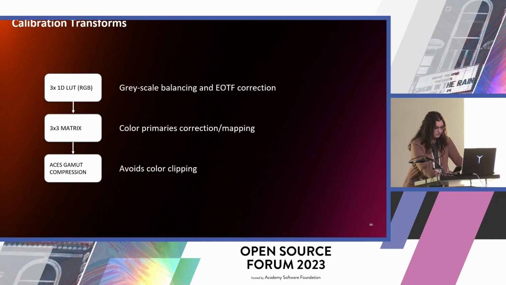We have a number of color transforms within the tool, which are chained together in a specific order, though a user can enable and disable any of these phases should they not be needed in your workflow. The first is a per channel 1D LUT correction. The second is a 3x3 matrix to calibrate the RGB primaries of the LED wall. And the third is a gamut compression algorithm to avoid some color clipping depending on the gamut of your content versus your screens.